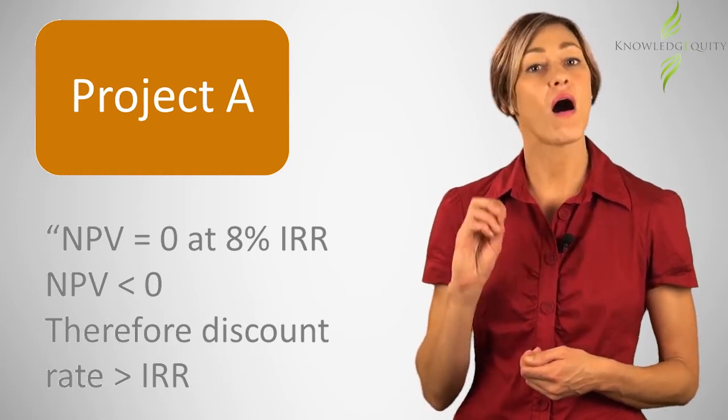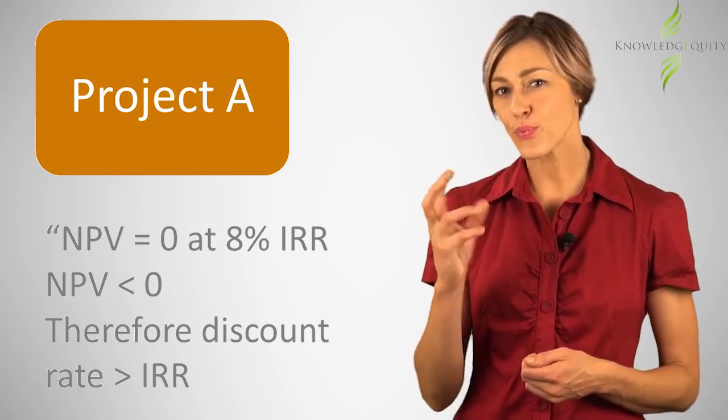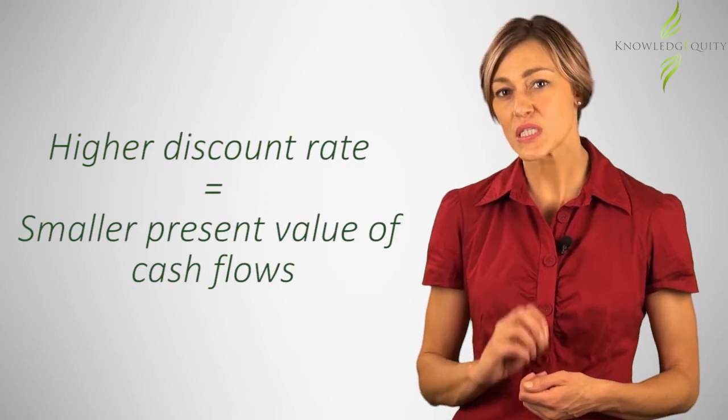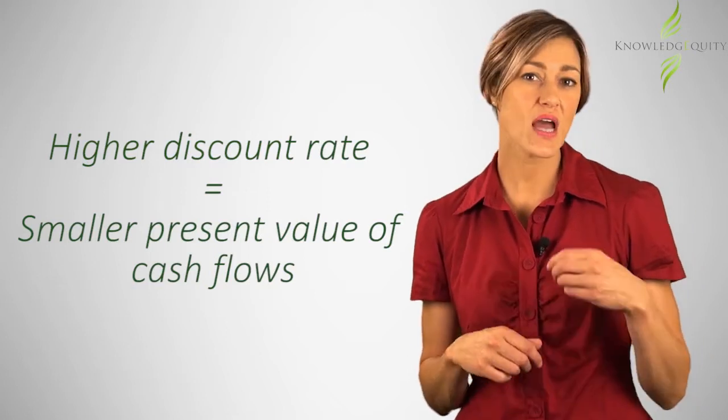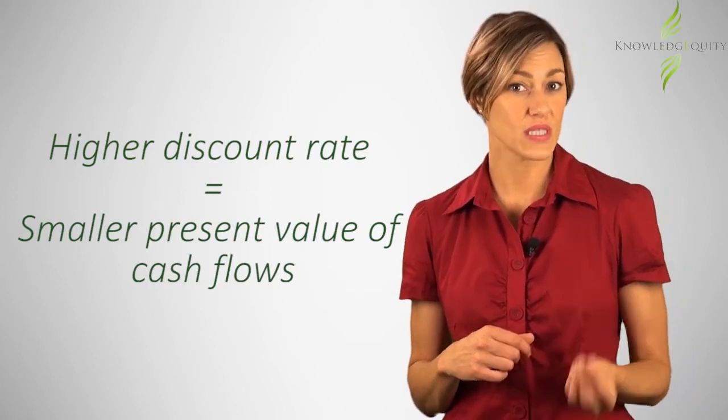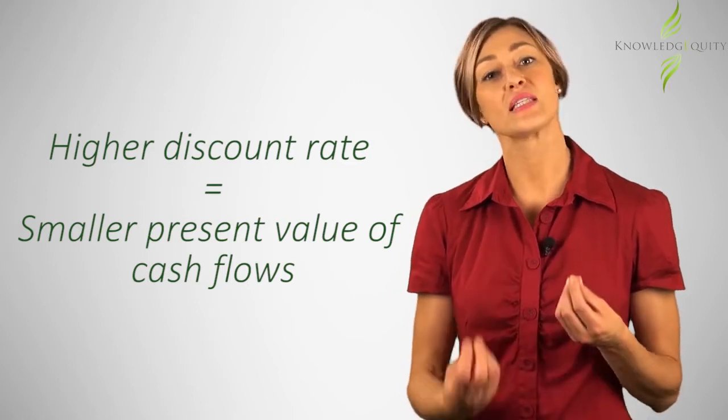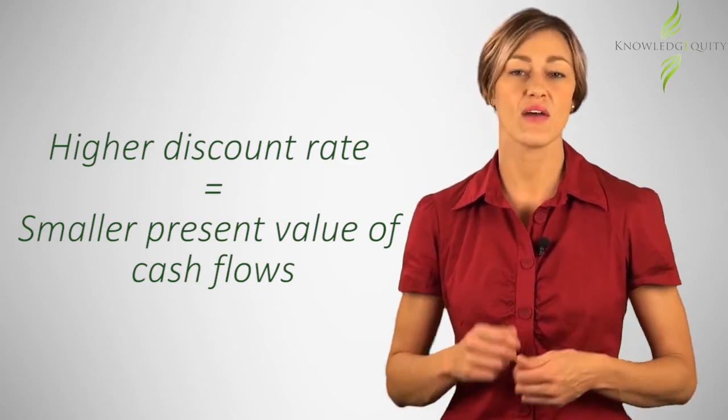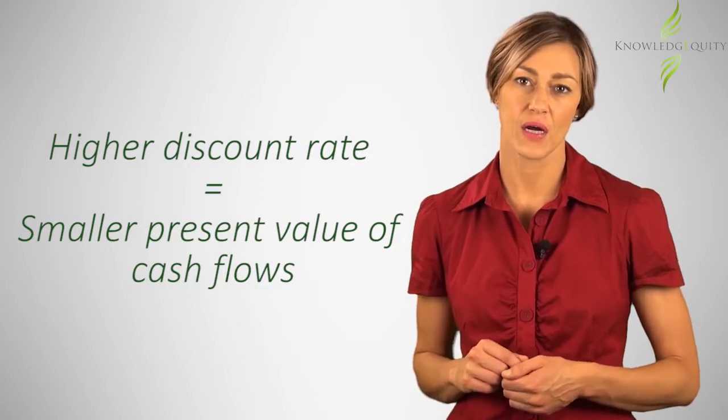This is because a higher discount rate makes the present value of future cash flows smaller. So because the IRR is when the present value equals zero, then because the NPV is less than zero, the discount rate must be higher than the IRR.